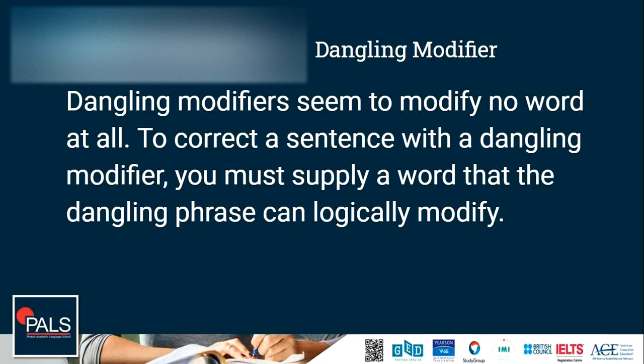To correct a sentence with a dangling modifier, you must supply a word that the dangling phrase can logically modify. So between the two, with a misplaced modifier, it's a complete sentence. We just have to place the modifier in a different position. But a dangling modifier is an incomplete sentence. So we need to complete it.